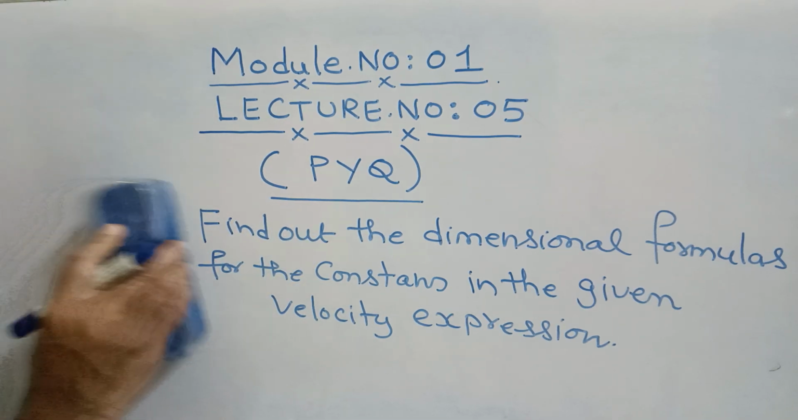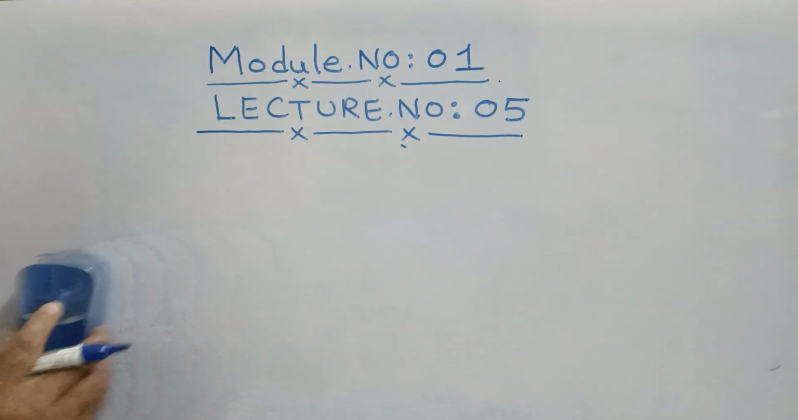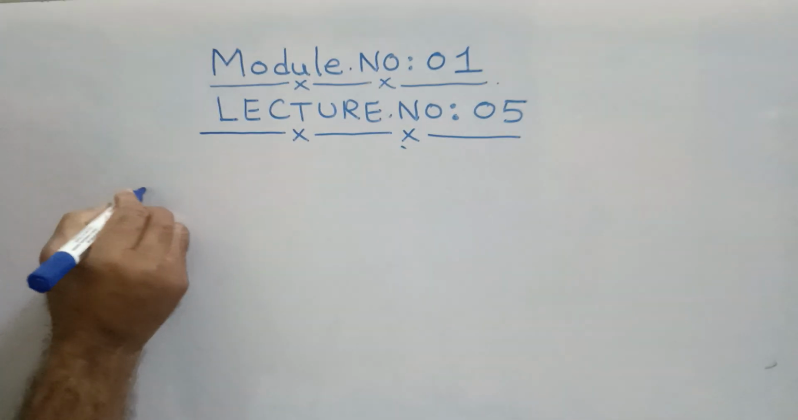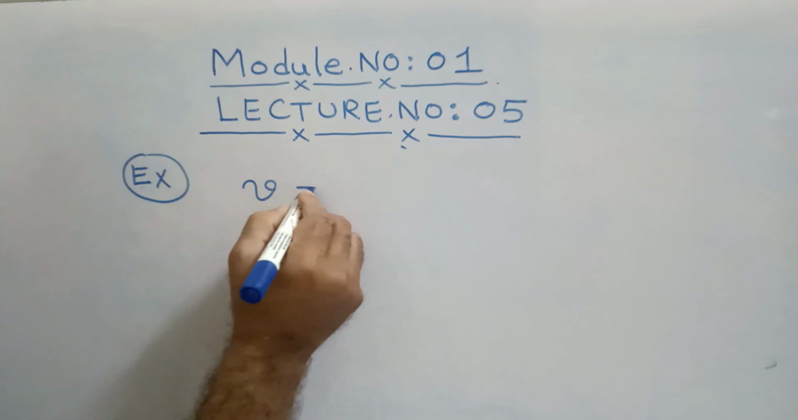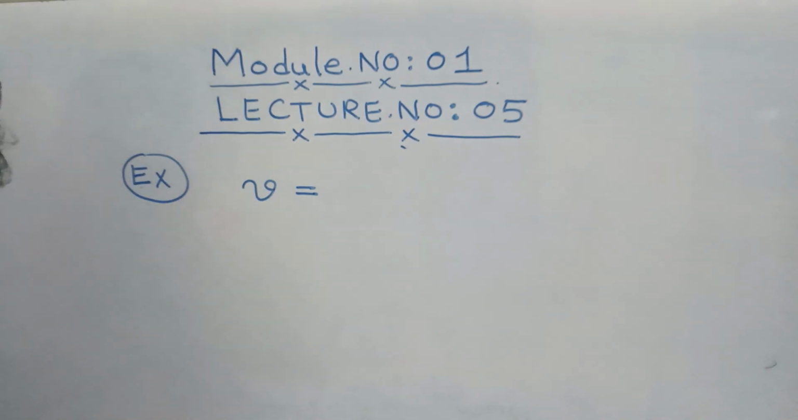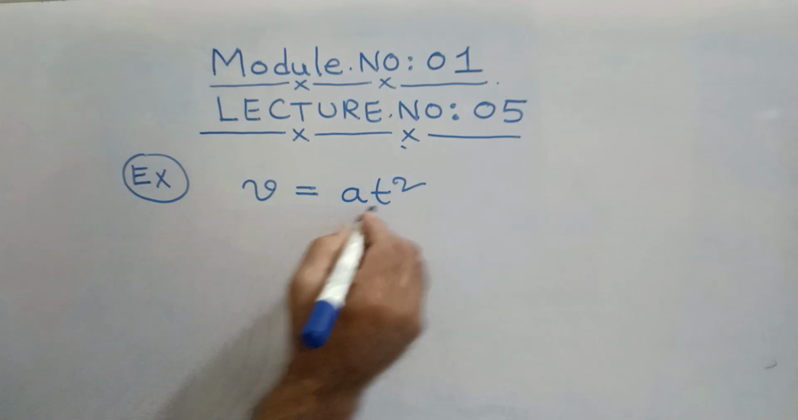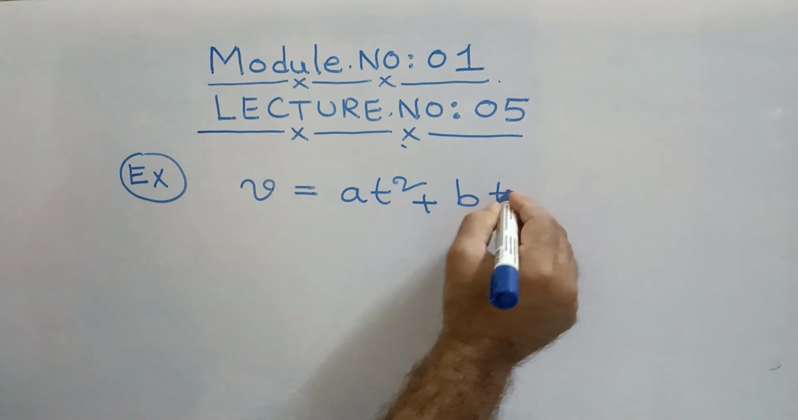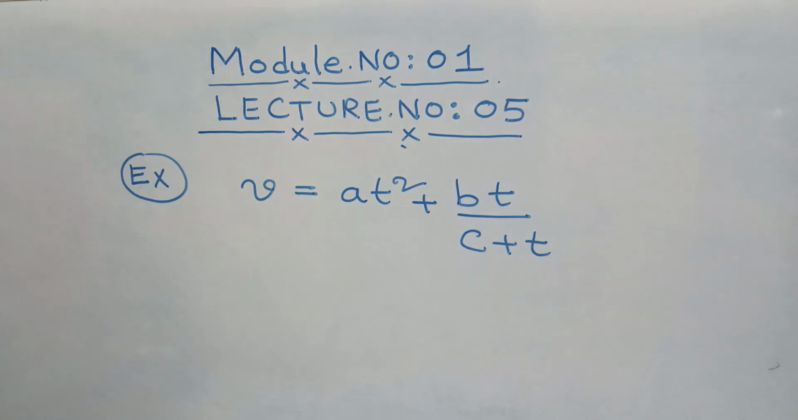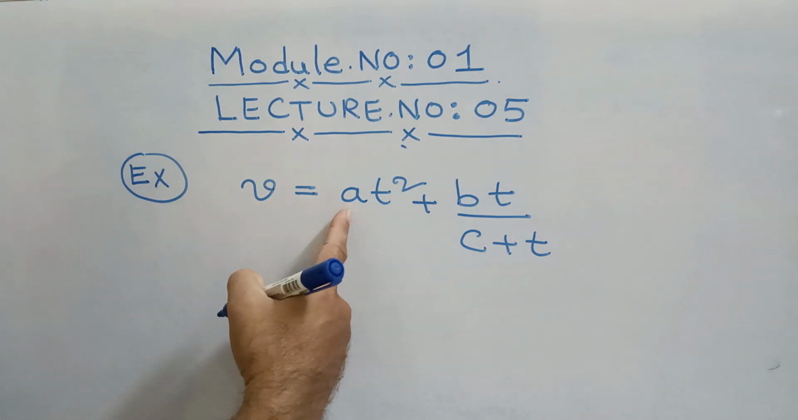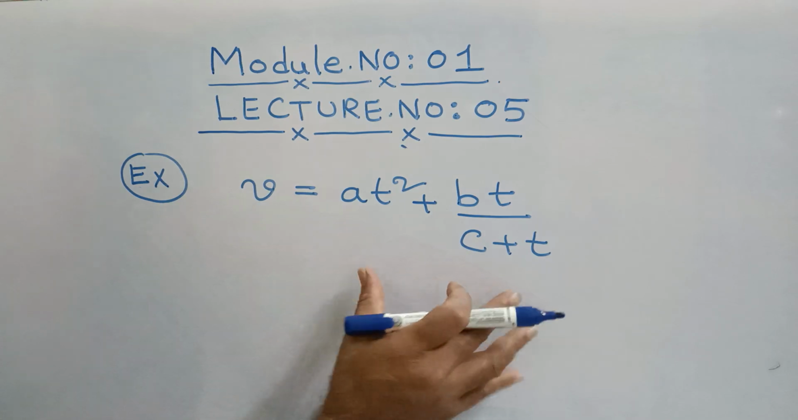What is the expression given here? I will write that expression for you. The given velocity expression is: v is equal to A into t square plus B into t by C plus t, where A, B and C are capital constants and t is small t. Small v is equal to A t square plus B t by C plus t. This is the given velocity expression.